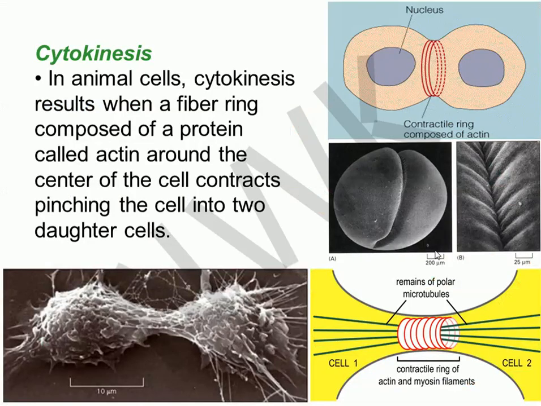How is cytokinesis achieved? In the animal cell, cytokinesis is featured by the formation of a cleavage furrow. What is happening is you have a contractile ring. This contractile ring is formed by microtubules. The microtubules form a contractile ring that pinches the animal cell at the center. At the end, it breaks the animal cell into two daughter cells.